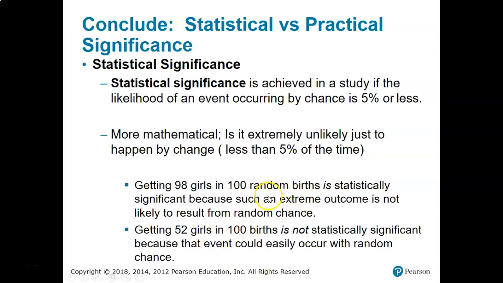Okay, so this is kind of an example here. Getting 98 girls out of 100 random births would definitely be statistically significant because we know that that would be a rare event for that to happen. And therefore, if it did happen, it would be very unlikely for it to happen. So here we've got 52 girls in 100 births. That would not be statistically significant because we know that if we're going to have 100 births, we're going to have around 50 girls, give or take a little bit, and therefore it's not unlikely for it to happen just by chance.